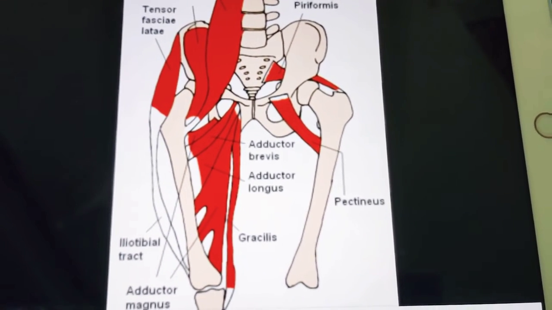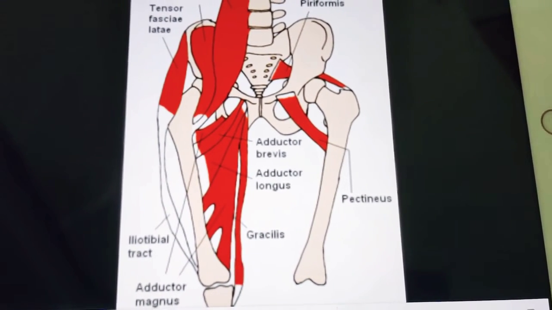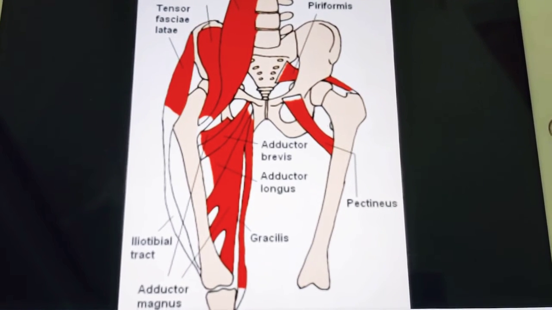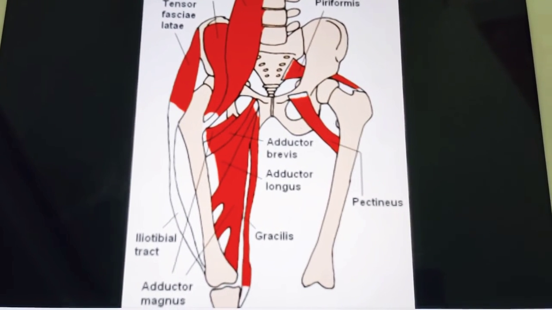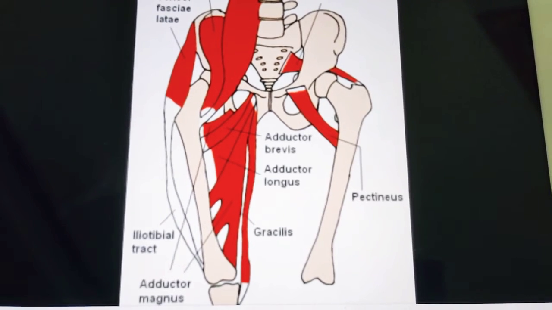Now we are moving on to the main part of the video, that is the adductor compartment muscles, their attachments, their origin, their actions and their nerve supply. Everything we are going to cover in this single video. So let's start with the video.